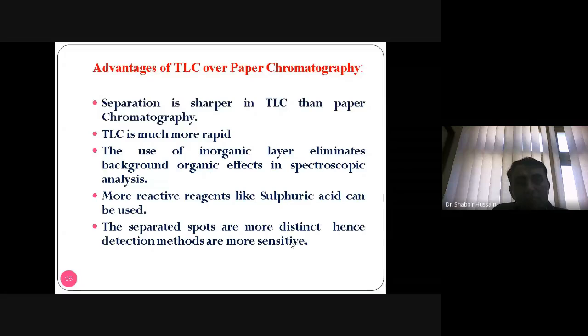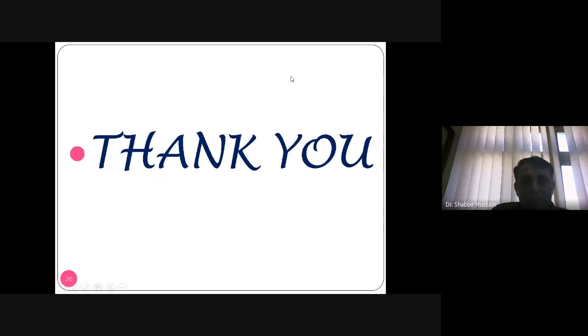What are the advantages of TLC over paper chromatography? We have already performed paper chromatography, and what are the advantages of TLC over paper chromatography? Separation is sharper in TLC than paper chromatography, right? TLC is much more rapid. The use of inorganic layer eliminates background organic effect in spectroscopic analysis. More reactive reagents like sulfuric acid can be used as spraying agent. The separated spots are more distinct, hence the detection methods are more sensitive than paper chromatography, right?